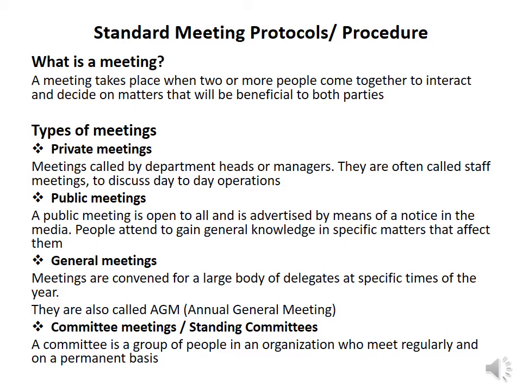Let us look at types of meetings. There are 5 types of meetings: private meetings, public meetings, general meetings, committee meetings, and special ad hoc committee meetings. For this lesson, we are going to look at the first 4. Private meetings. Private meetings are those meetings that are called by the departmental heads or managers of an organization. They are often called staff meetings.